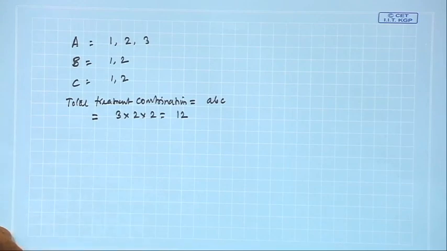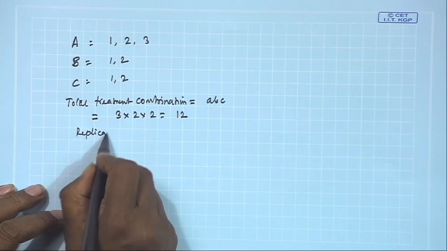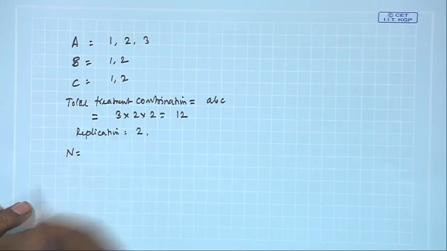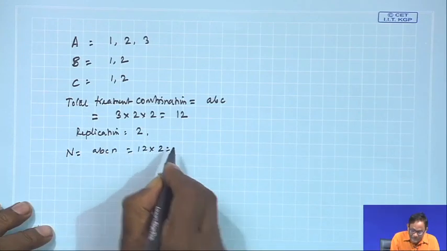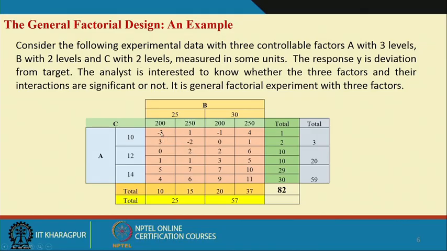If you see the data, suppose A is 10, B is 25, C is 200, then we have two observations here, minus 3, 3. So, that means we have replication equal to 2. Then what is the total number of observations n? This is a b c n, equal to 12 cross 2, equal to 24. We have 24 data points.